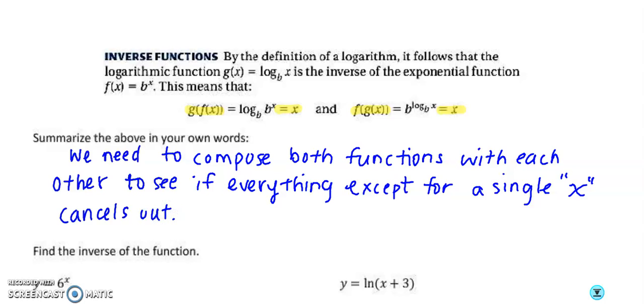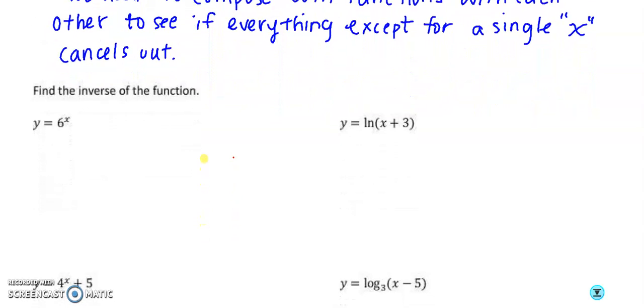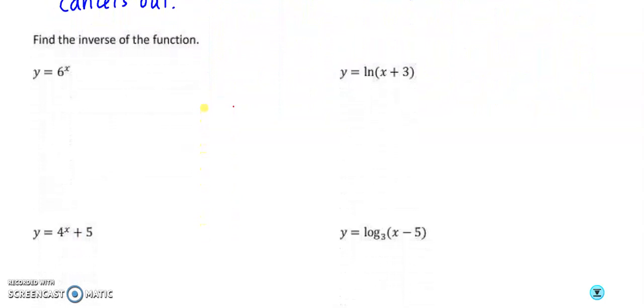So yours might not match my wording exactly. I'm not sure I like it entirely, but it's what I came up with on the spot. So something along those lines though. All right, so we're not going to necessarily practice doing that right now.